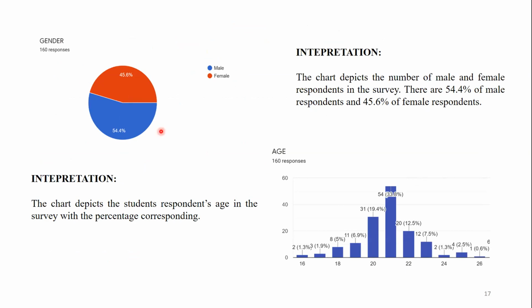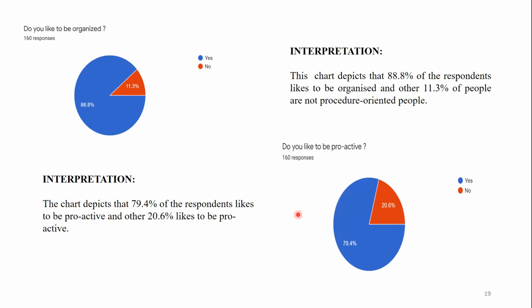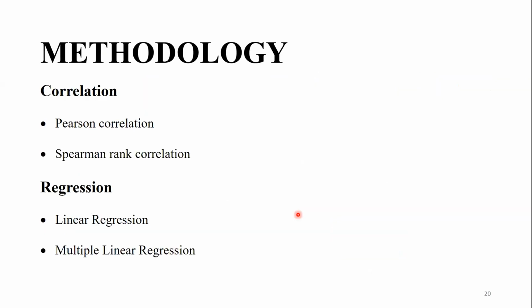So here we can see the respondents and the age group of the respondents, and then I mean, do they have siblings or not, and how many siblings they have. And here we can see out of 160 respondents, 88.8% like to be organized, and whether they like to be proactive or not, here it shows 79.4% like to be proactive. And the methodology that I used was correlation, that's Pearson correlation and Spearman rank correlation. And regression, I used linear regression and multiple linear regression.